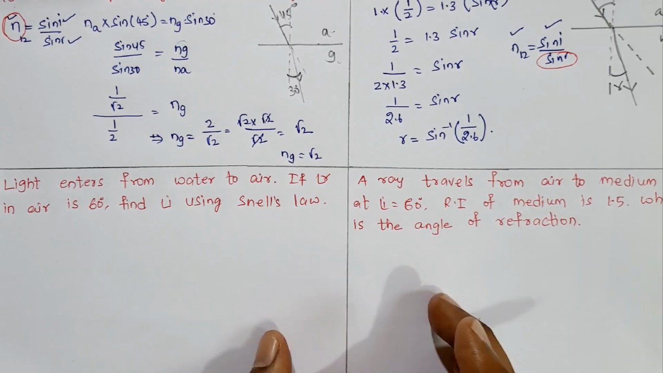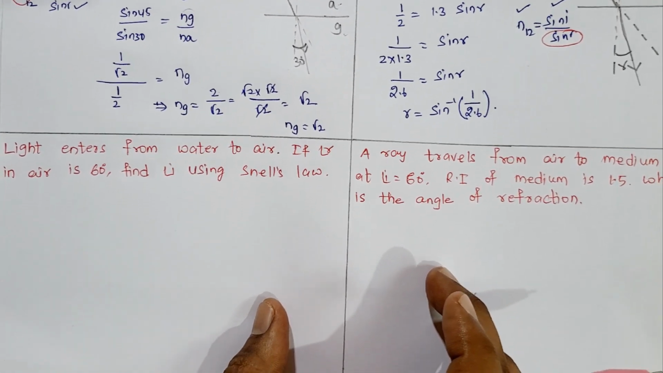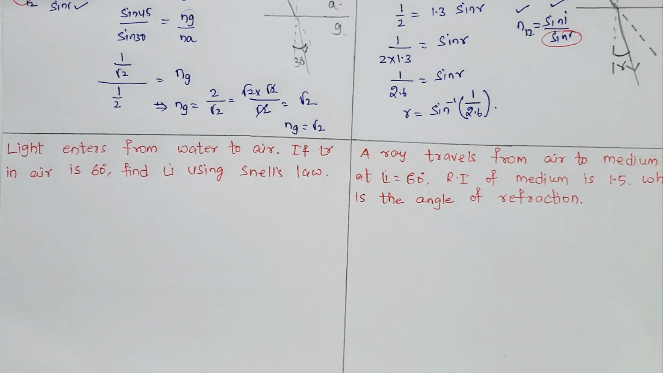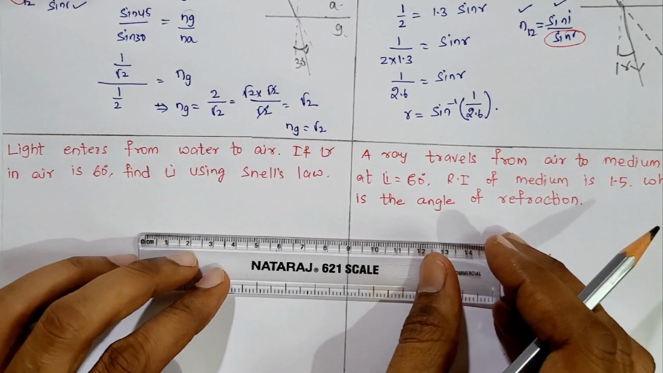Okay, so now light enters from water to air. If the angle of refraction is 60 degrees, find the angle of incidence using Snell's law. Okay, light is entering from water to air. Water to air.